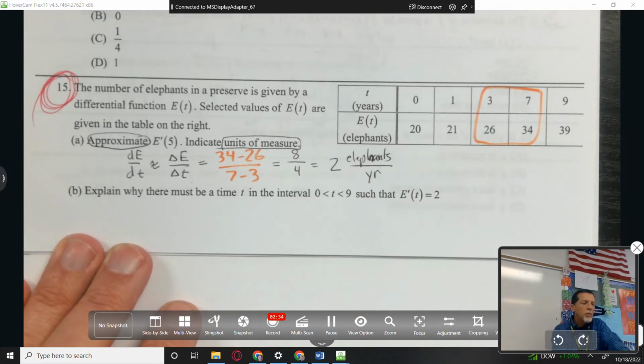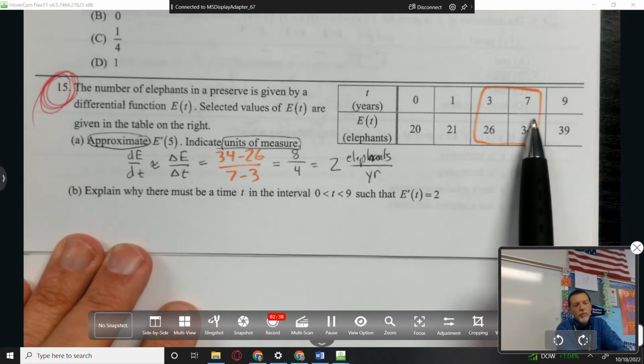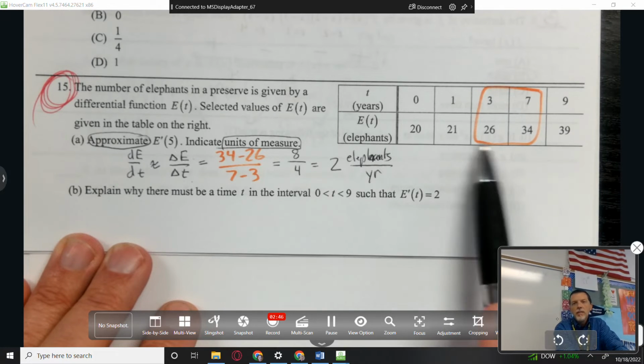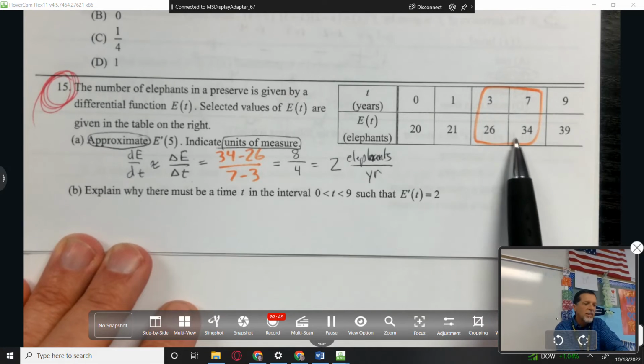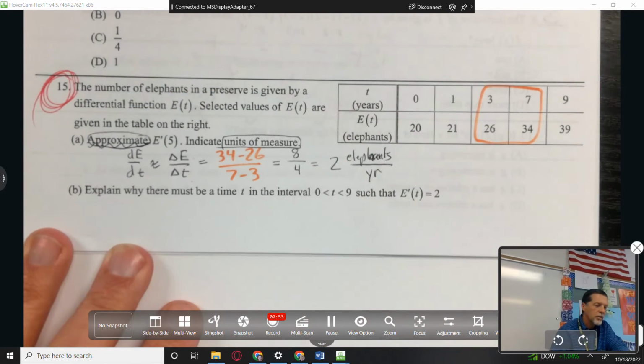Approximately. We don't know exactly what's happening in year 5. There could also be a spike. But from 3 to 7, it changed by 2 per year. That we can say for sure. From 3 to 7, it changed by 2 per year. Exactly what happened in years 4, 5, and 6, we don't know. But that's okay. Approximate.